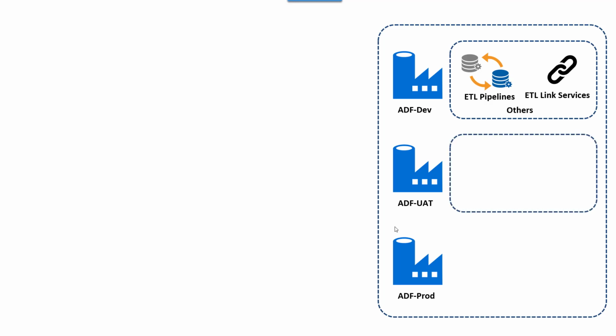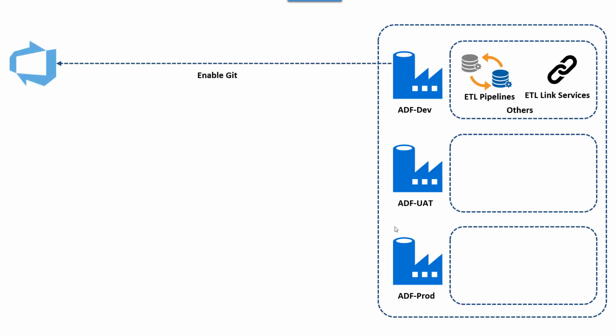And for the other environments like UAT or production, how are we going to promote our development ETL, linked services, and all other components from the dev environment to UAT and to production? So in order to do that, the first step is I need to enable Git on Azure DevOps, or I can even use GitHub. Once I do that, this will create a repo and will create a master branch, which will be the collaboration branch on this repo.